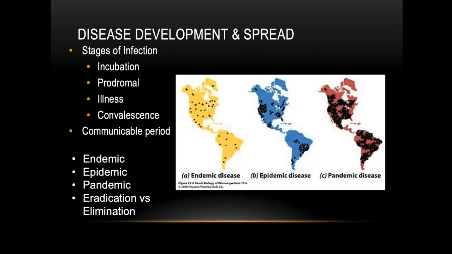So the next thing we're going to talk about is disease development and spread. Again, these are definitions that I want you to be mindful of, and I want you to be able to identify when I'm talking about these different types of immunities and how this spreads and the different preventions. So we're going to start with the stages of an infection.